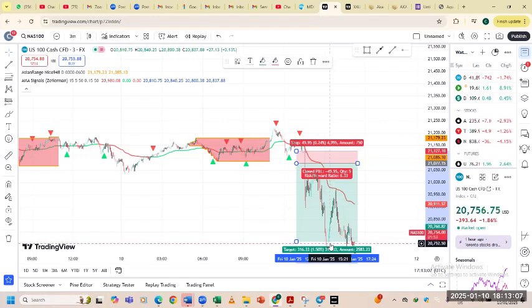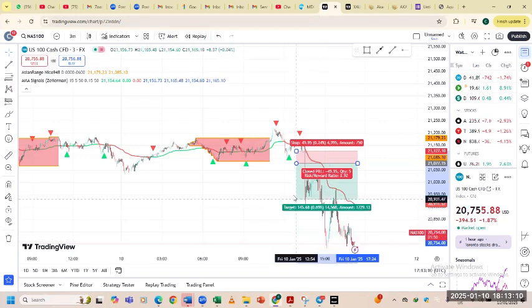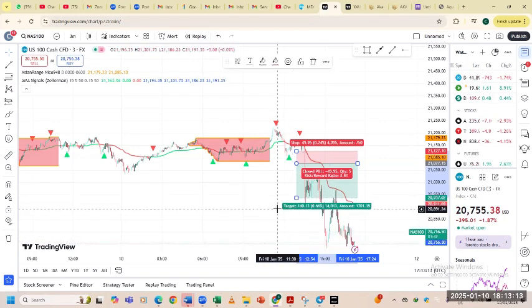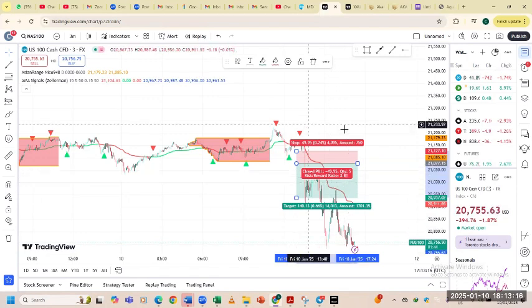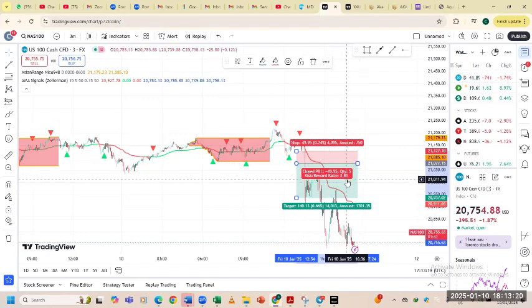If you rolled it all the way down here, so let's even say you rolled it up to here, that's ratio 1 to 2, or almost 3, that's 2.8. So you risk $50 and you made almost $150. So NAS gives you those kind of opportunities.